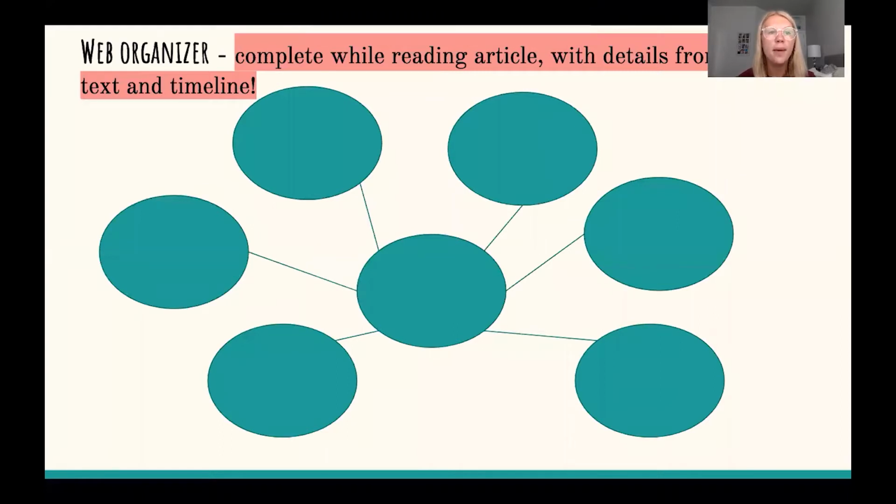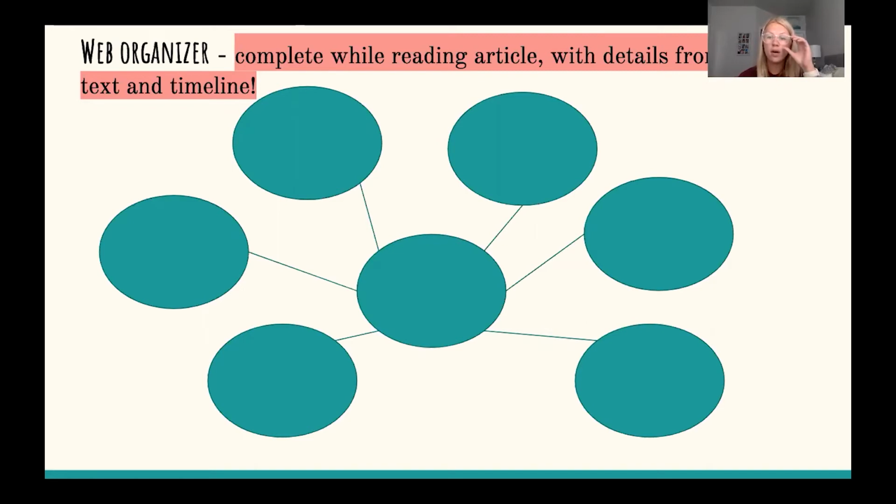Okay guys, welcome back. So at this point, everyone should have a piece of paper and a writing utensil in front of them. So on this piece of paper, I want you guys to draw a web organizer similar to this one. We are going to be completing this web organizer while reading the article.